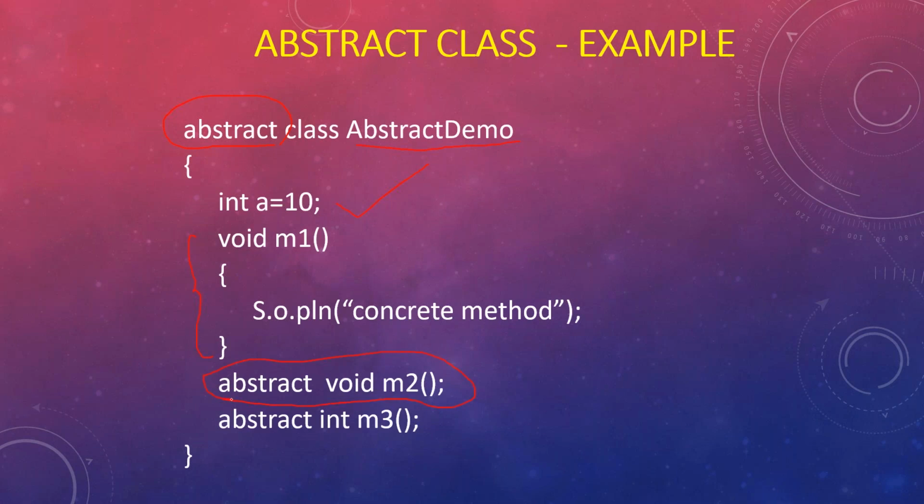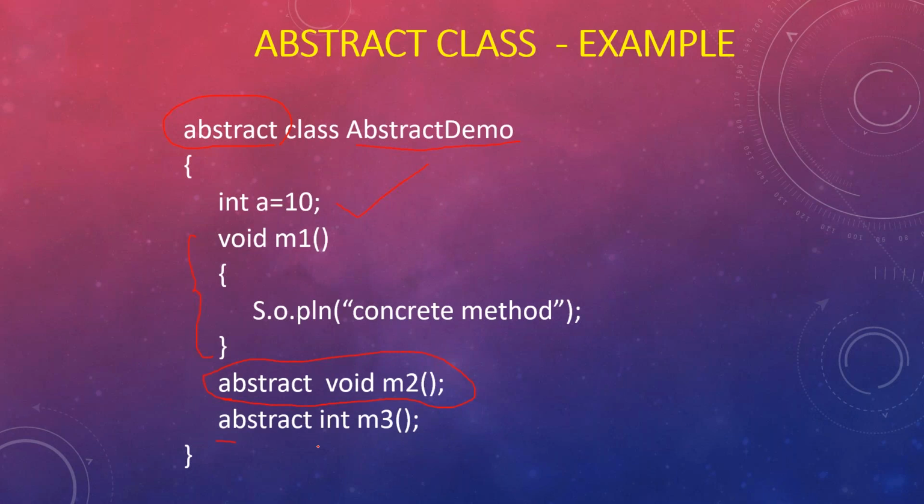This is an abstract method. Abstract keyword is there, return type is there, method name is there, parameters optional, semicolon is there. Flower brackets won't be there. If we put flower brackets, that is a concrete method. It won't become an abstract method. An abstract method should always be like this. We won't write any definition for the abstract methods. We'll just declare it.